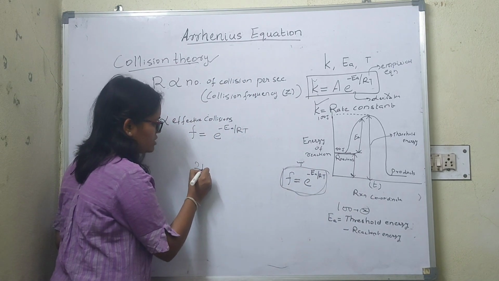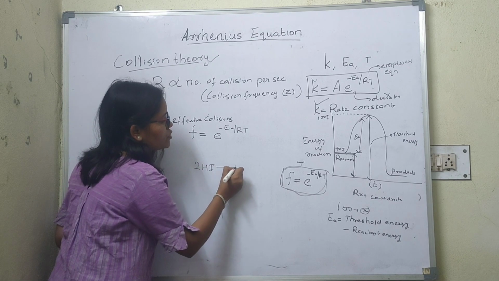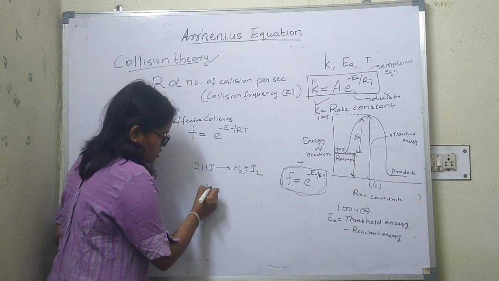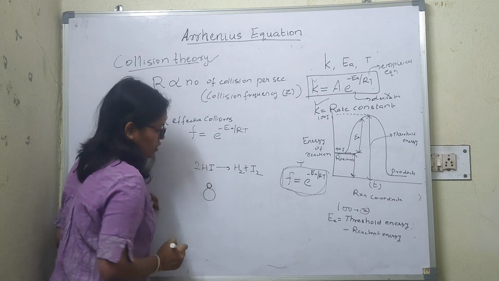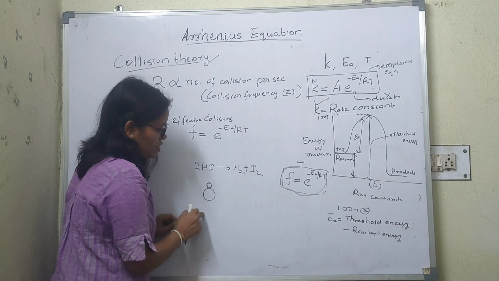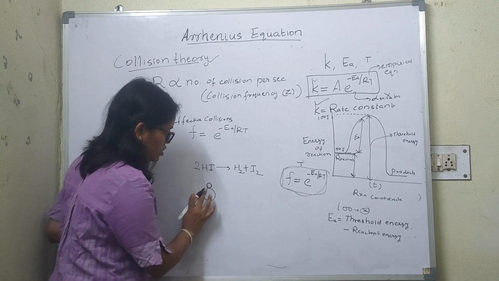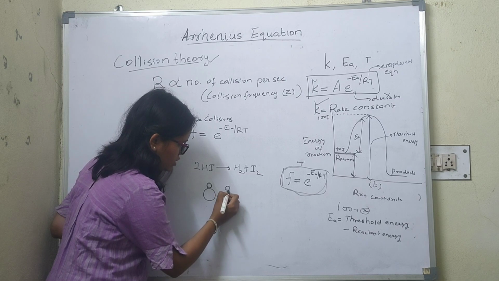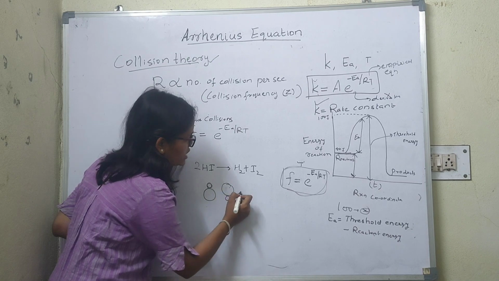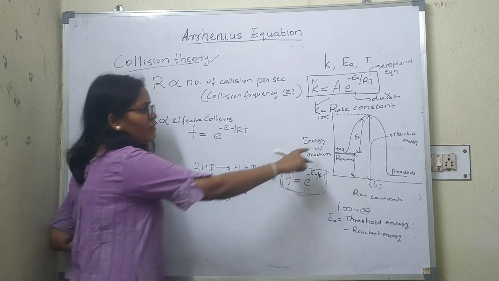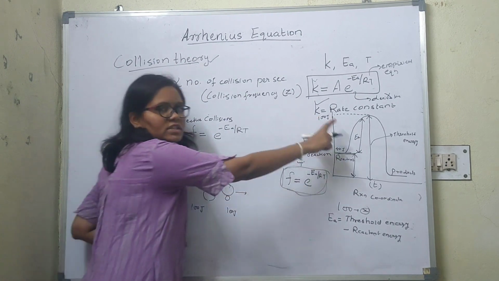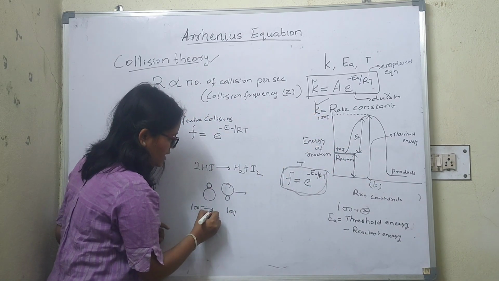I can explain it with this example. Consider this reaction, hydrogen iodide decomposing into hydrogen and iodine. Suppose this is one hydrogen iodide molecule. This small circle represents hydrogen and the big circle represents iodine. We know that hydrogen is much smaller in size when compared to iodine. It is colliding with another hydrogen iodide molecule which is oriented in this way. Say each molecule has 100 joules of energy. So they satisfy this condition of threshold energy, and they are also colliding with each other.